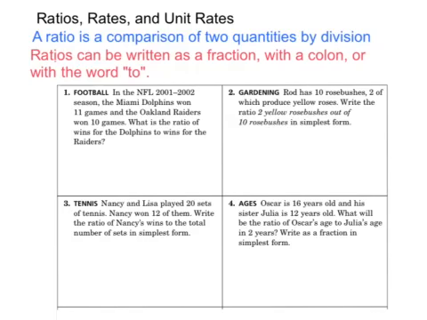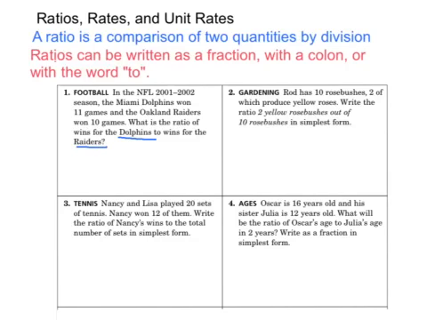So let's look at these four examples here. The first one says, in the NFL 2001-2002 season, the Miami Dolphins won 11 games and the Oakland Raiders won 10 games. What is the ratio of wins from the Dolphins to the Raiders? So here it's telling you exactly how we want it. We want Dolphins to Raiders. So we want the Dolphins number first.